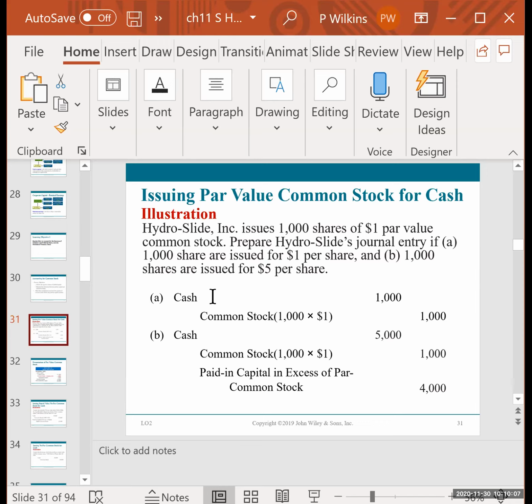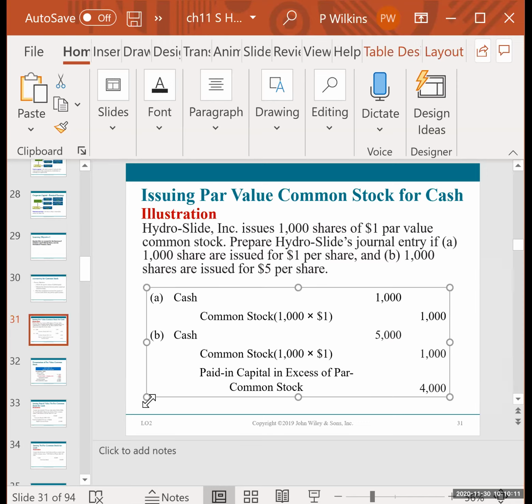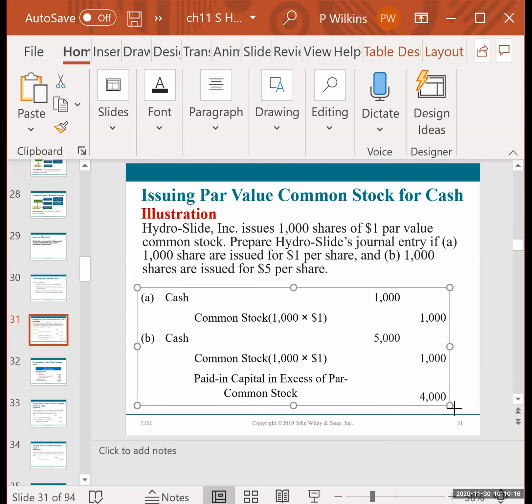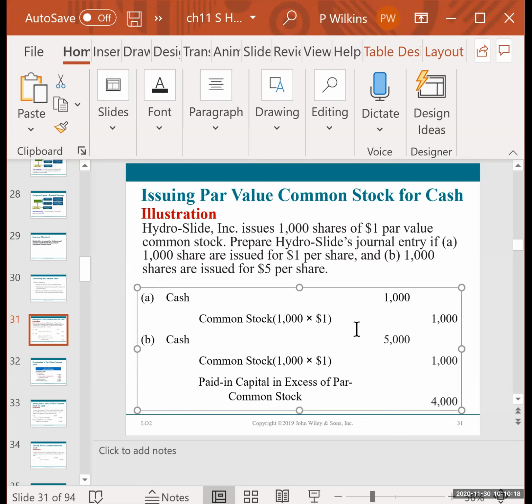So in this case, in section A here that you see on the screen, the value of the stock and what you sold it for are the same. So there's no excess. We're going to take 1,000 shares times $1 a share. That's $1,000. You'll debit cash $1,000 and you'll credit common stock $1,000. You've done that before. That's from prior chapters a long time ago.